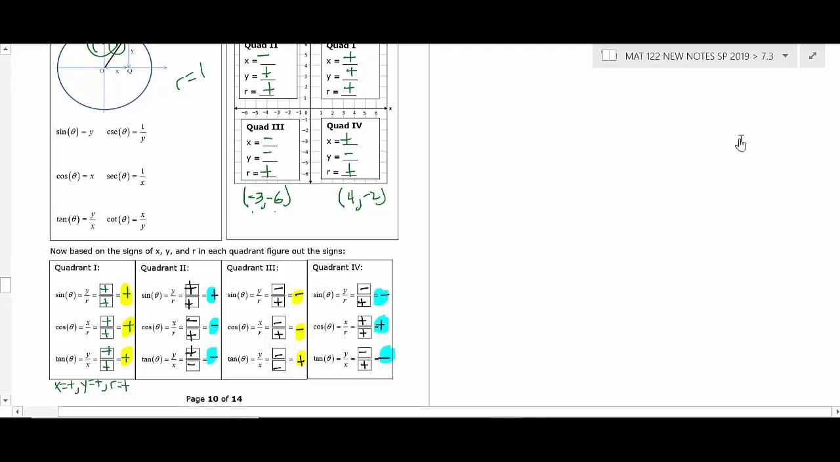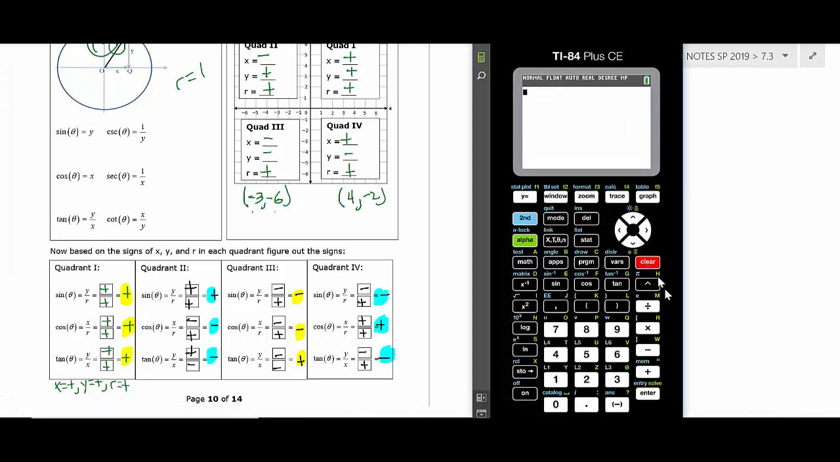Let's see if you got that figured out right. Okay. So in quadrant 3, the sine is negative, cosine's negative, tangent's positive. Tangent's positive because you've got 2 negatives. Okay. And this stuff is easy to verify in the calculator.